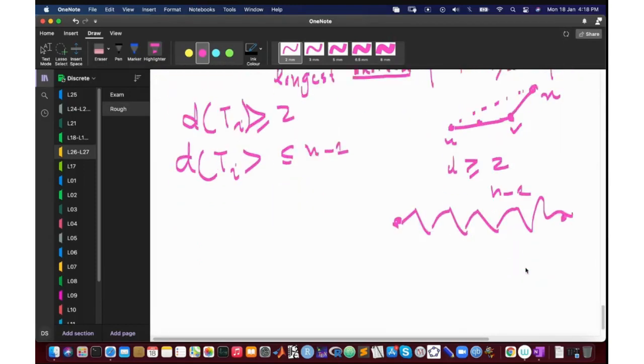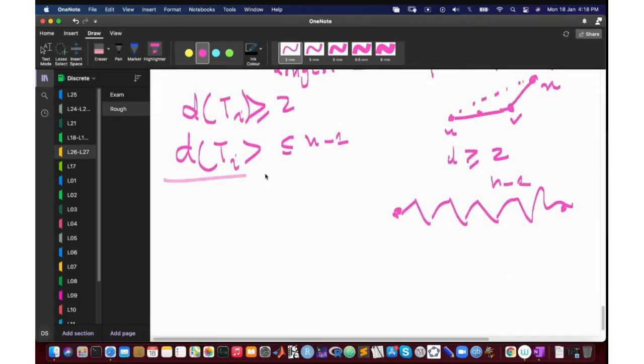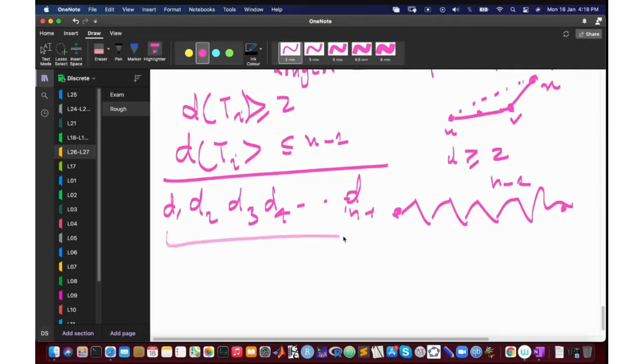Okay, so let's list down the diameters. Let's call them d1, d2, d3, d4, up to dn-1. So there are n-1 of them, and these are your pigeons.